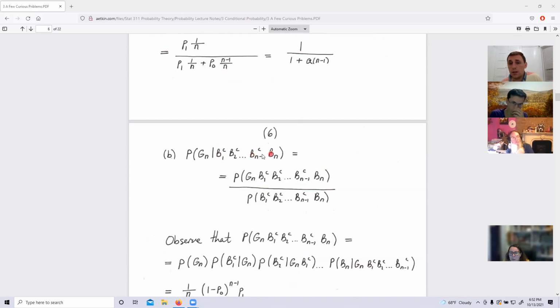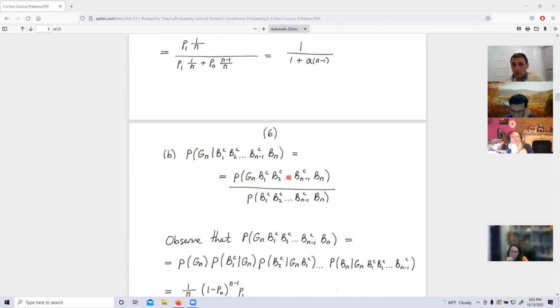So here is the new situation. The new evidence is that everyone is not driving a black car, and he's driving a black car. This is how I decided to label it. So 1 does not drive a black car, 2 does not drive, and I want to know the probability of guilt of the nth person, given that he is the only one driving a black car. So when I condition, I have this divided by that.